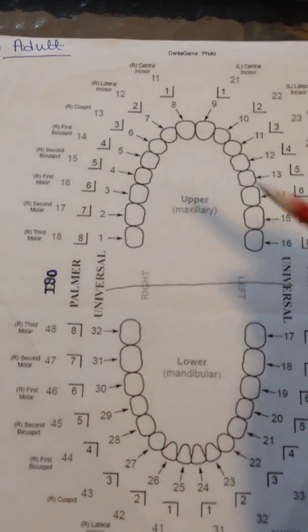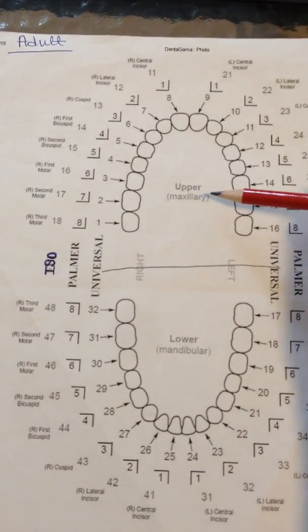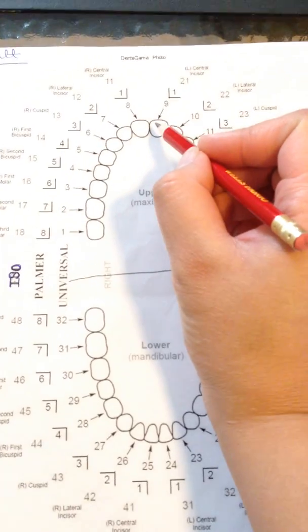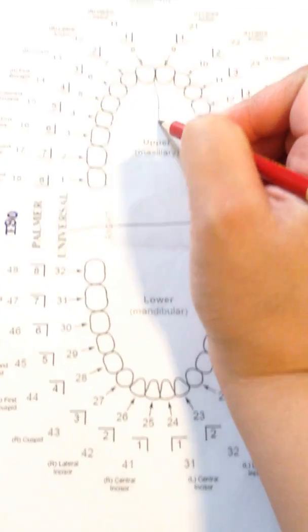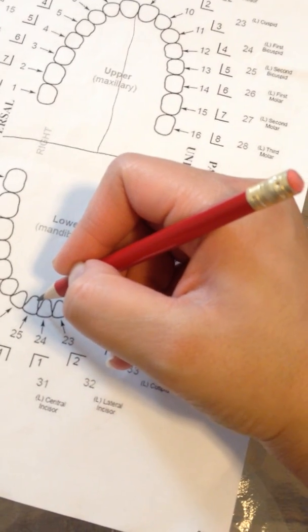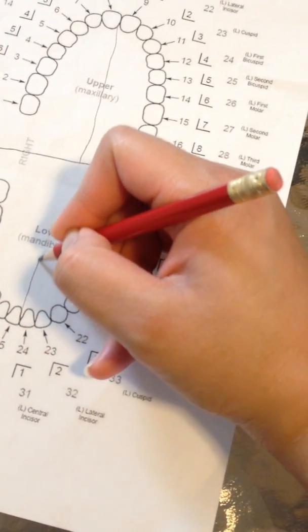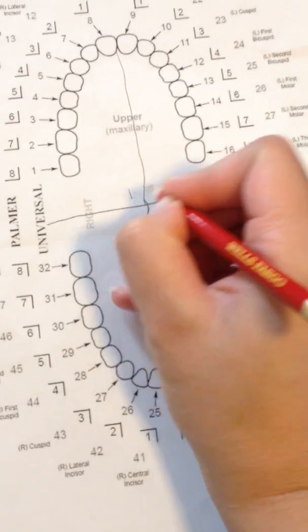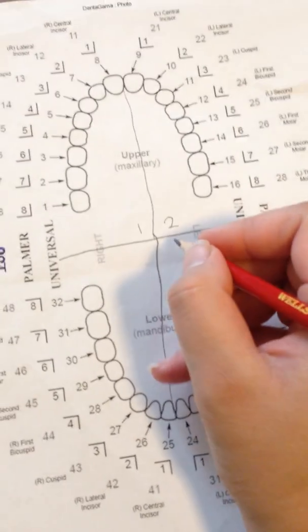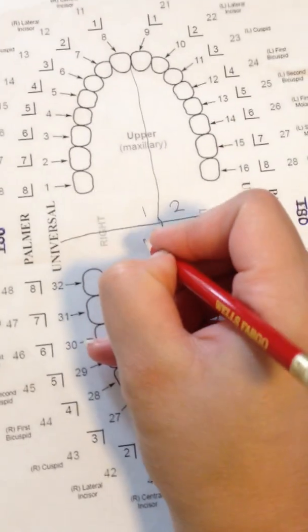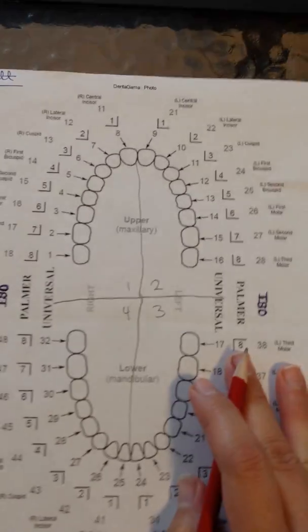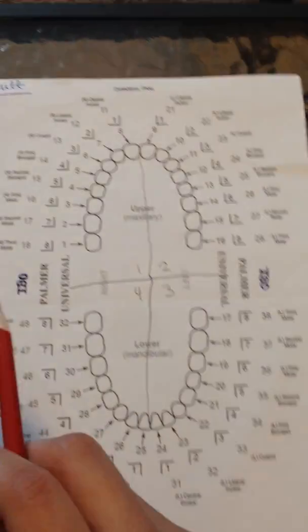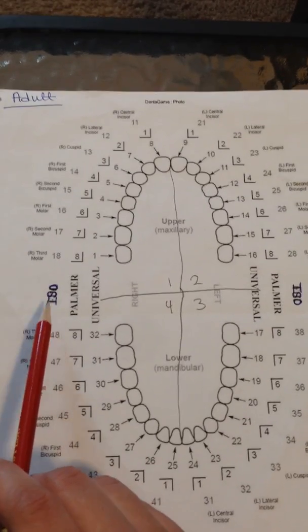I'm going to divide this so you can see the upper maxillary and the lower mandibular. And then we're going to divide the quadrants. Sorry, it's crooked. So you have quadrant 1, 2, 3, and 4. And then, so we're talking about ISO.